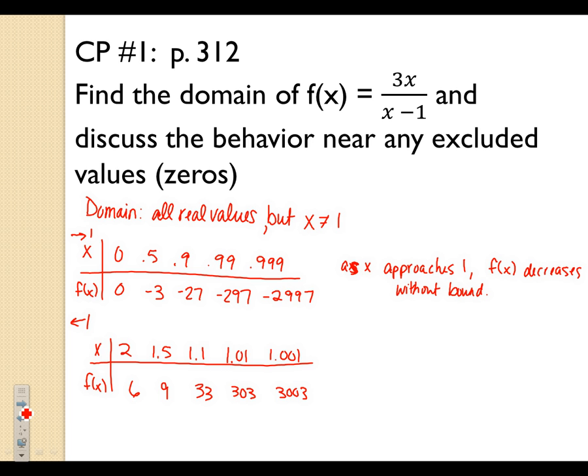The approach from the right, as our x value got closer to 1 again, look at your f of x values, they're getting higher, and they're getting higher quite fast. So as x approaches 1 from the right, f of x increases without bound. Okay, it's heading on its way to positive infinity.